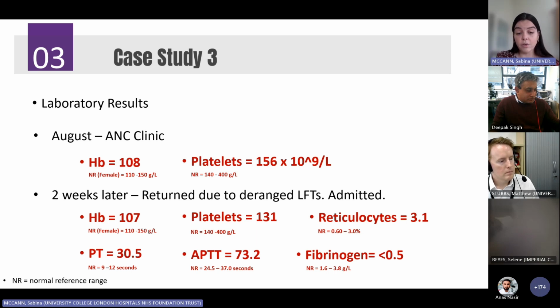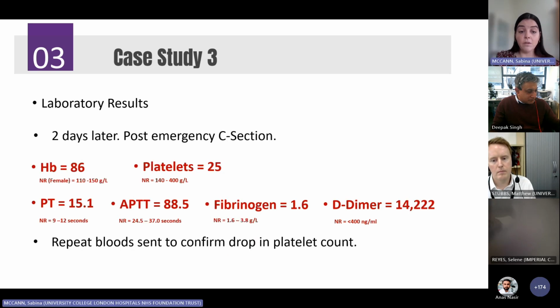However, her coagulation screen was grossly abnormal. She had a prolonged PT at 30.5 seconds, APTT 73.2, and fibrinogen was less than 0.5. So these results were confirmed. Two days later, following a fibrinogen concentrate infusion, the patient had to undergo an emergency C-section.